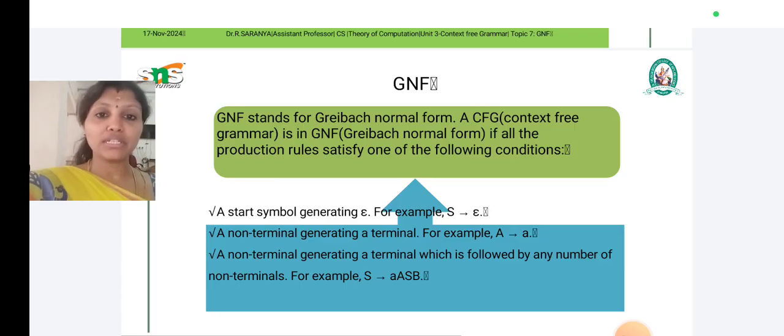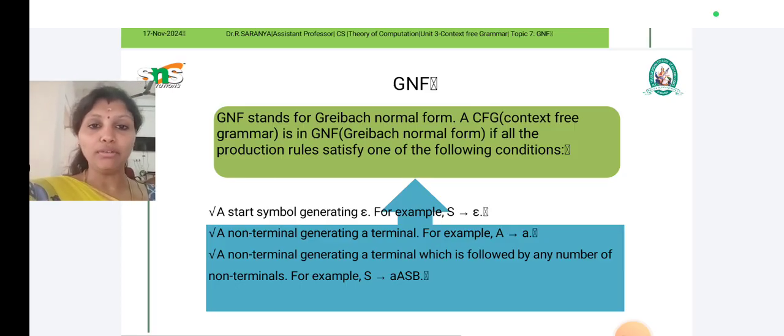Here the GNF conditions are: a start symbol generating epsilon, for example, the start symbol that gives epsilon; a non-terminal generating a terminal, for example, capital A gives small a; and a non-terminal generating a terminal followed by any number of non-terminals, for example, S gives small a followed by two or more non-terminals. These are the conditions we have to check, and if they are satisfied, it is considered Greibach normal form. That is why we call it a formal grammar of context-free grammar.